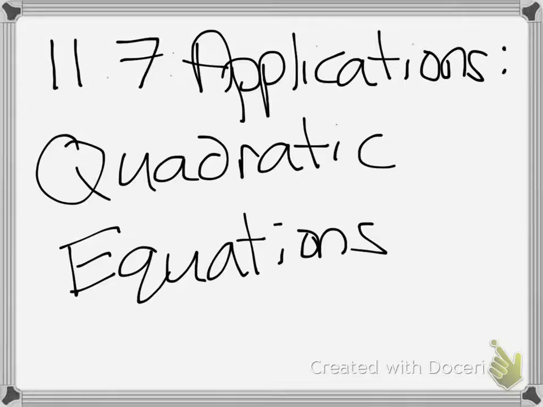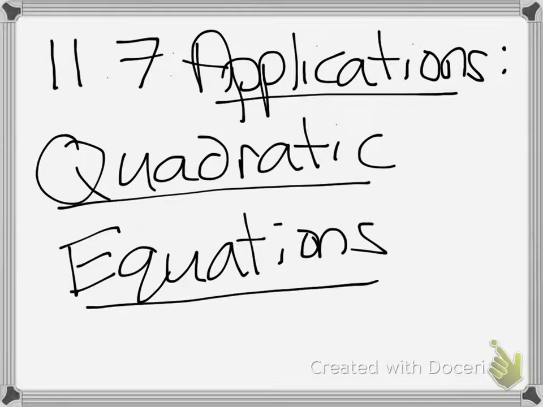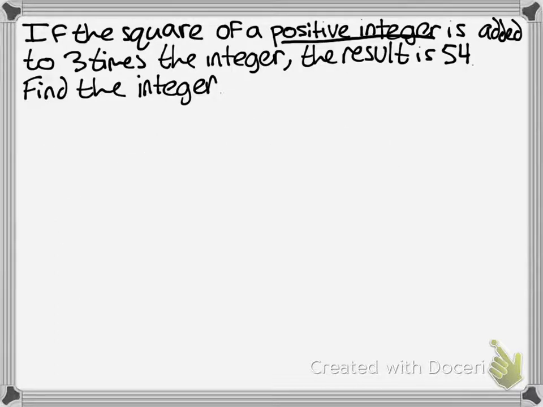Our last section in Chapter 11, and therefore our last section before our first exam, is 11.7, which is Applications of Quadratic Equations. This is our first word problem section. There isn't really a new concept here, so much as we're learning how to do word problems. So rather than talking about a new concept, we're just going to talk through a few different word problems to try and get a feel for how word problems work. Let's start with this one.